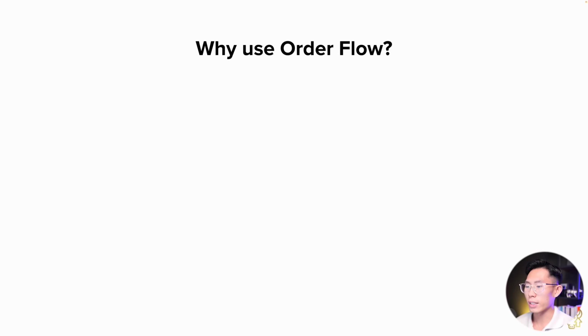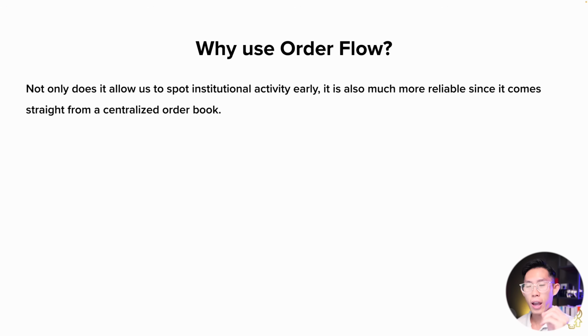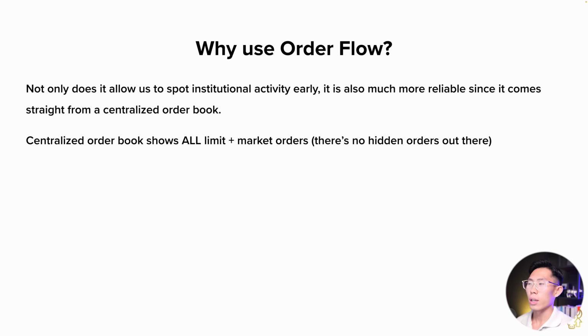Now, not only does it allow us to spot institutional activity earlier, it is also much more reliable since it comes straight from a centralized order book, right? An order book is basically where you see all the limit and market orders that exist inside the market. So all the buy or sell orders are shown on the order book. And this centralized order book literally shows everything, all the orders.